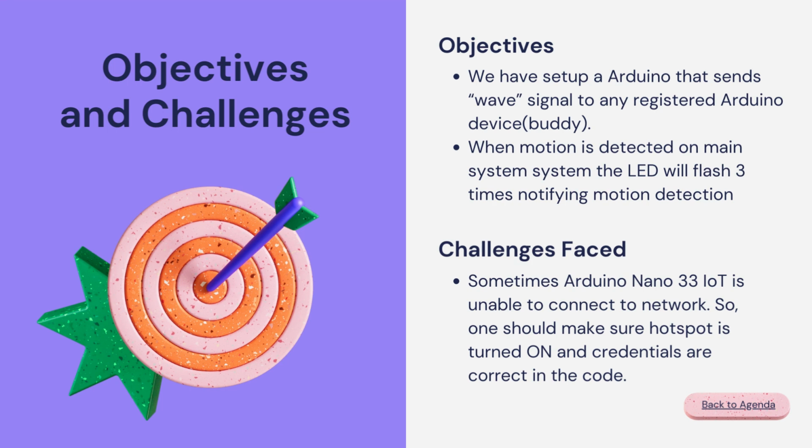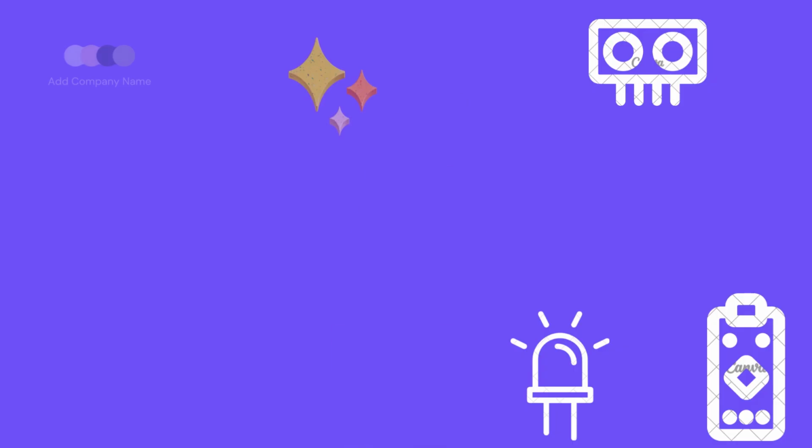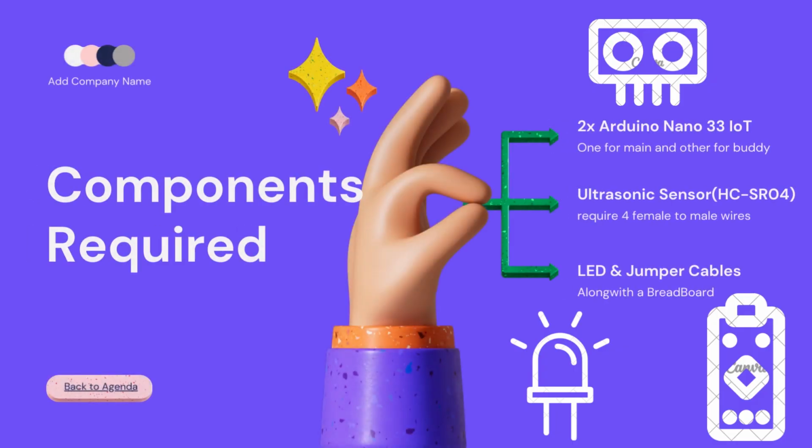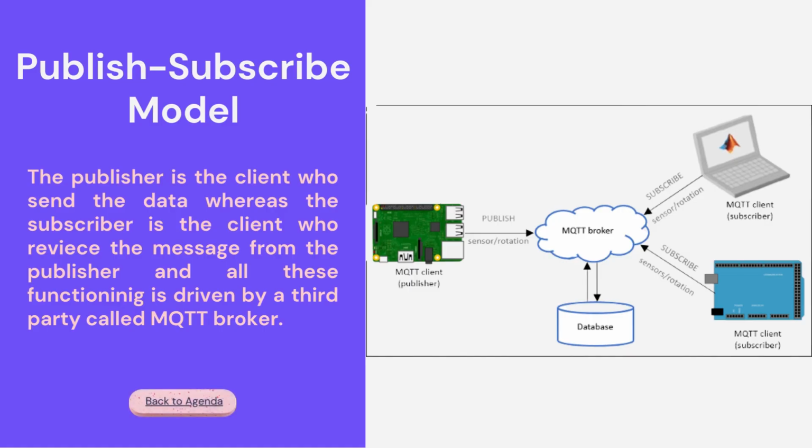Now, with these objectives, we face some challenges, like sometimes the Arduino Nano 33 IoT is unable to connect to the network. So one should make sure the hotspot is turned on and the credentials are correct in the code. The components required for this setup are 2 Arduino Nano 33 IoTs, one ultrasonic sensor HC-SR04, an LED, and jumper wires.